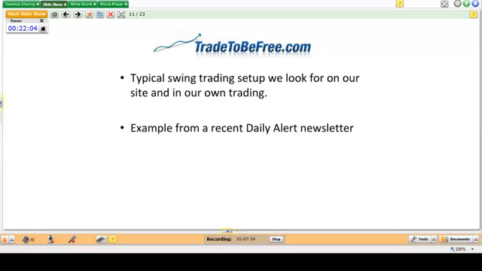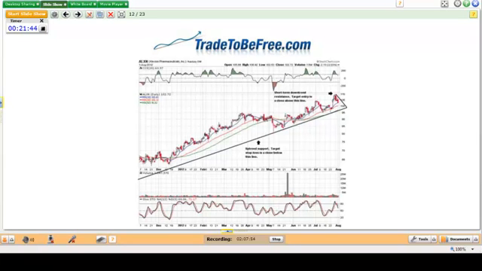And as I promised you before, we're going to look at a really good trading setup, so you guys can go out there and find this in your own trading, in your own stock screens, and hopefully find some very profitable trades for yourself. And this is an example from a recent daily alert newsletter. And in that newsletter, we're trying to find these great setups, technical trend and setups.